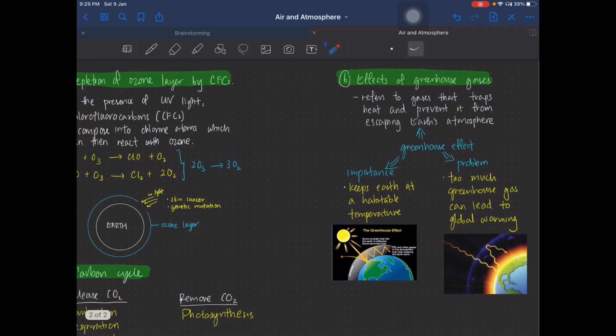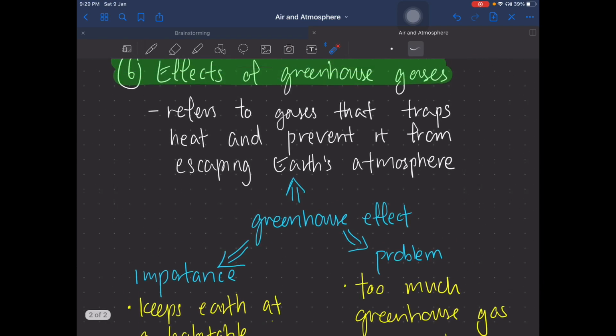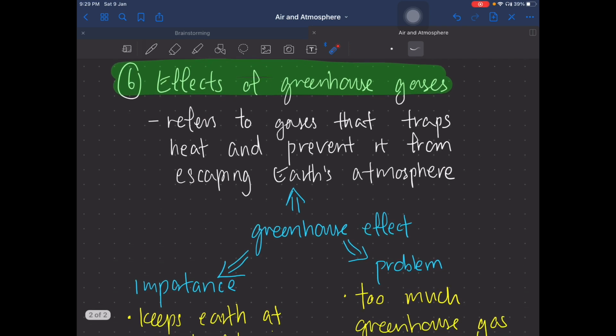Now, the last big idea of this chapter is on the effects of greenhouse gases. And like what I mentioned, this is the last final natural issue that we'll be talking about in this chapter. This refers to the gases that trap heat and prevent it from escaping through the Earth's atmosphere. These are what I call greenhouse gases. They work like a greenhouse that's used to keep our plants at a warm, nice temperature.